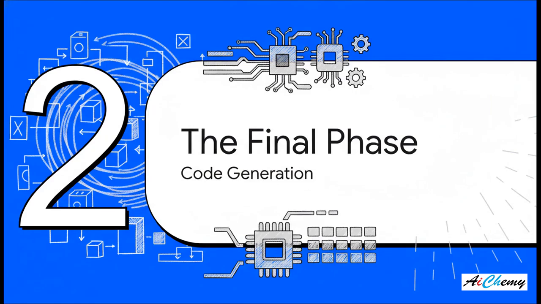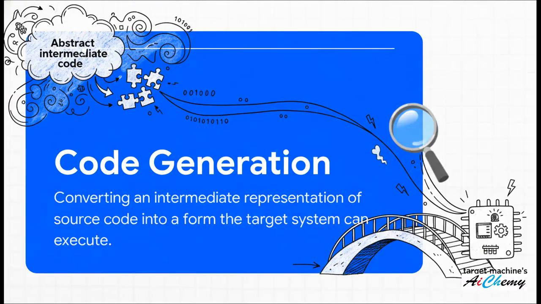All right, so we've finally arrived. After all that analyzing, checking, and optimizing, the compiler has one last supercritical job to do. This is where all those abstract concepts finally become concrete instructions for a specific processor. So what is it exactly? Well, it's the process that takes that optimized but still kind of generic intermediate code and translates it into the specific language of the target machine. Think of it as the final bridge connecting your software's logic to the physical hardware.